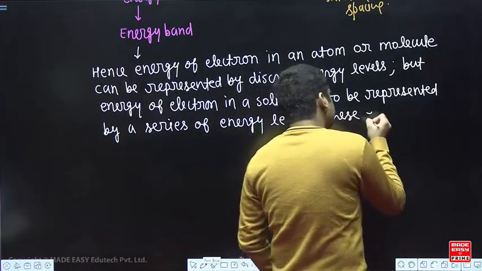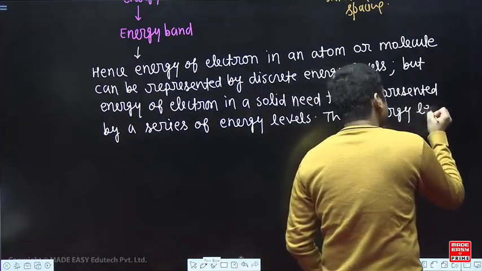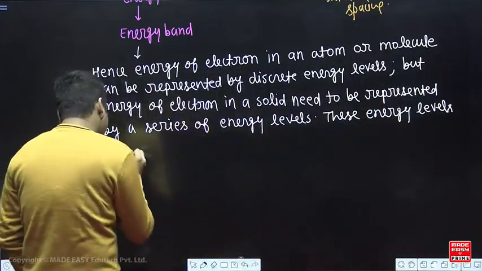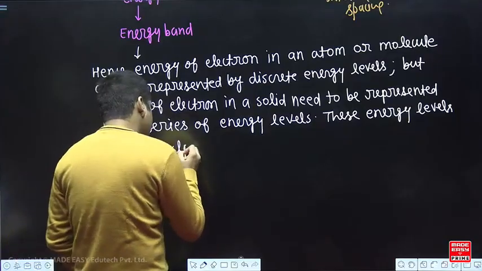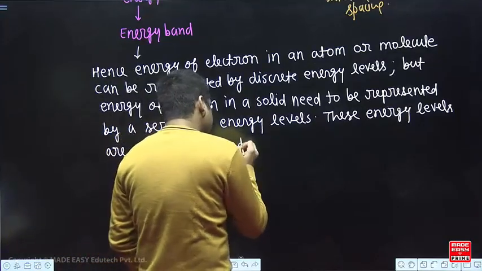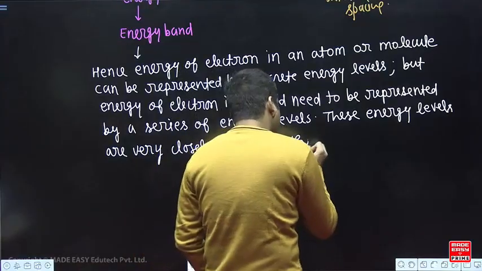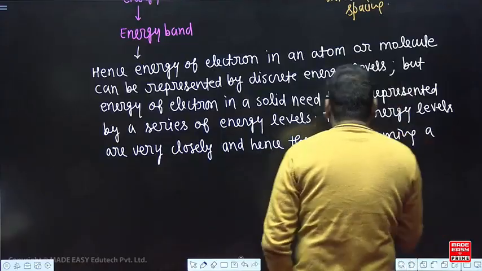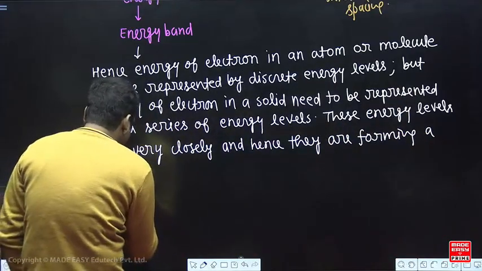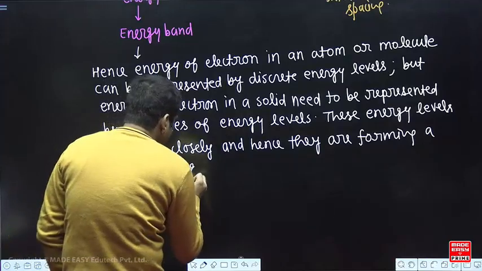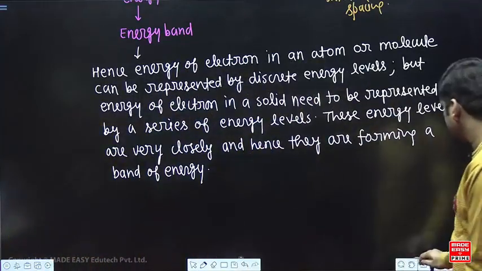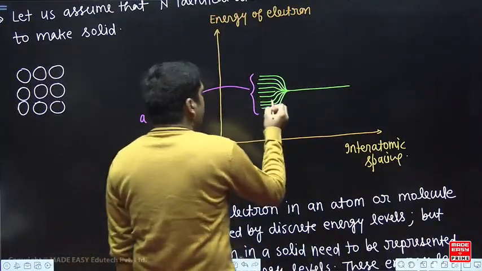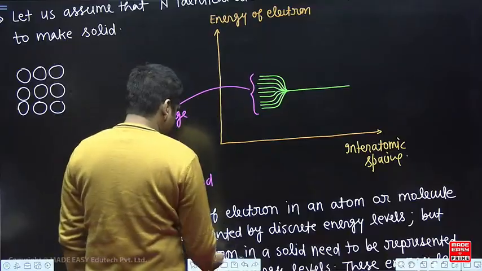These energy levels are very closely spaced, and hence they are forming a band of energy. तो इसको आप पूरा इस तरह से डिस्क्रीट लाइन लिखने की बजाय आप इस पूरे बैंड को ही इसके लिए रिप्रेजेंट कर सकते हो. You can represent like this.